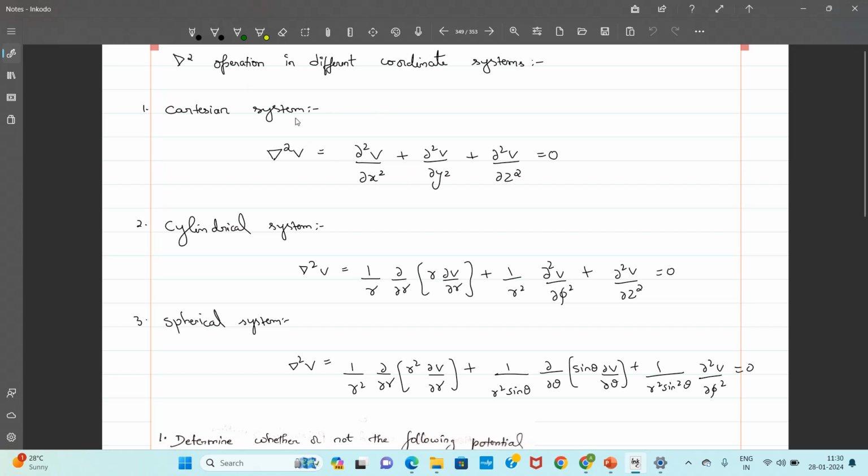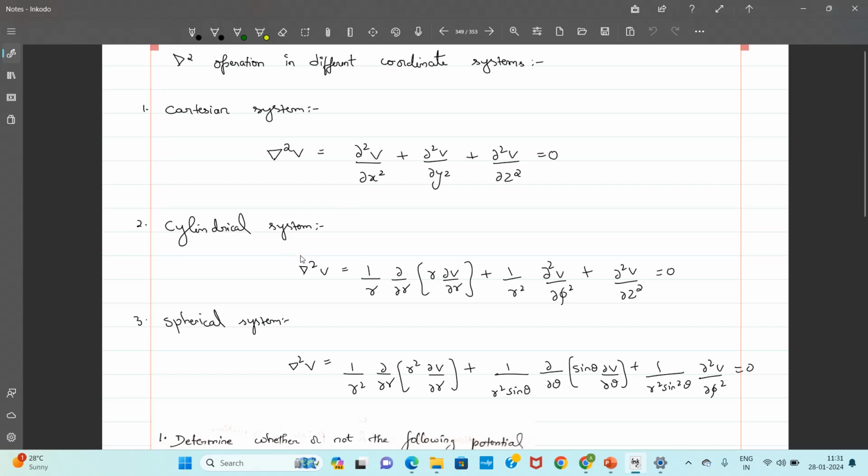The del square V operation has different forms in different coordinate systems. If you take the first coordinate system, that is the Cartesian system, the equation for del square V is given like this: dou square V by dou x square plus dou square V by dou y square plus dou square V by dou z square equal to 0. If I make it equal to 0, it is the Laplace equation. As you can see here, you are going to do double differentiation. This is partial differentiation with respect to x, with respect to y, and with respect to z. And since you have a square, we are going to differentiate twice.